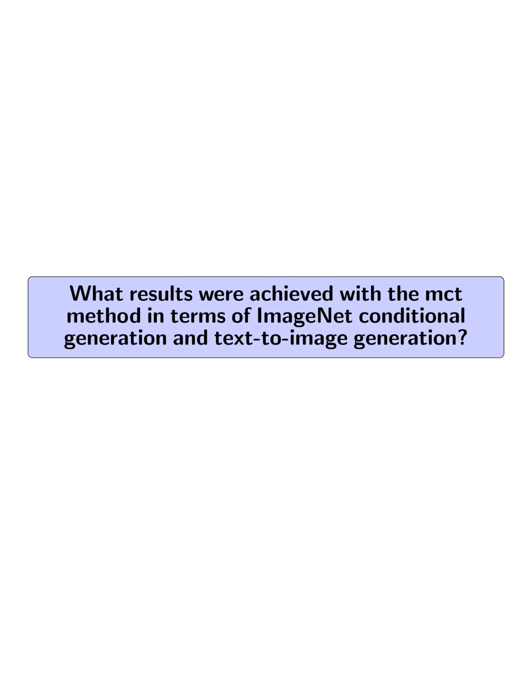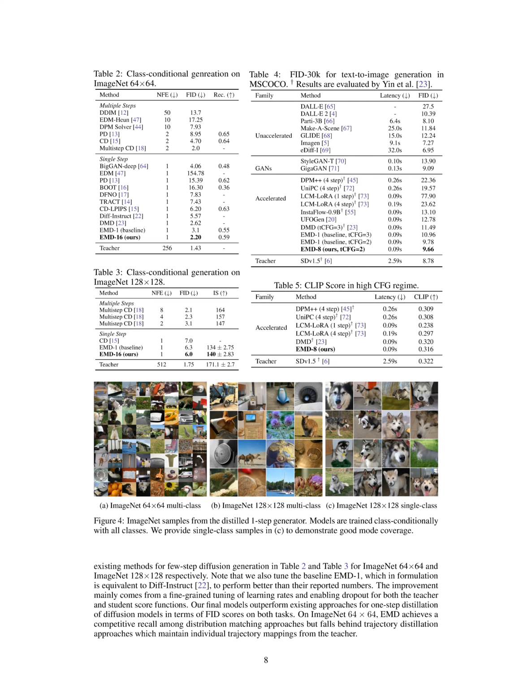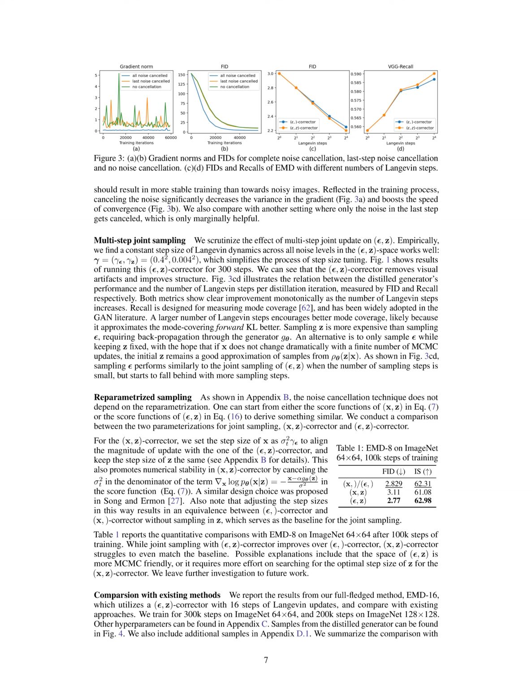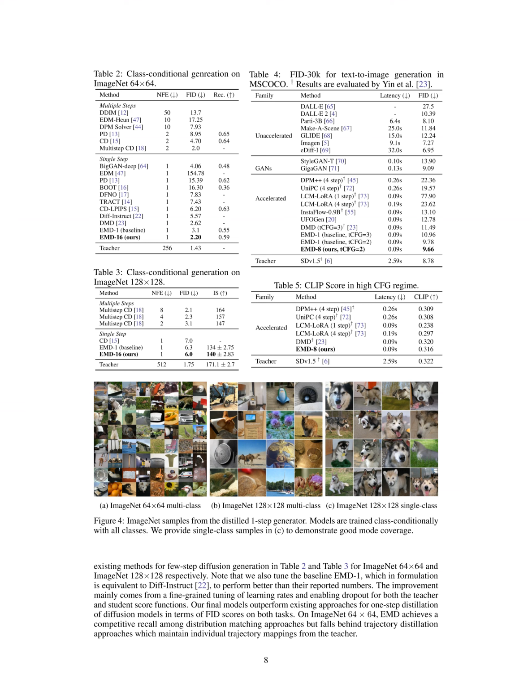What results were achieved with the MCT method in terms of ImageNet, conditional generation, and text-to-image generation? The MCT method achieved impressive results in terms of ImageNet conditional generation and text-to-image generation. Specifically, for ImageNet 64 and ImageNet 128 conditional generation, MCT outperformed existing one-step generation approaches with FID scores of 2.20 and 6.0, respectively. Additionally, MCT performed favorably on one-step text-to-image generation by distilling from Stable Diffusion models, achieving a FID of 9.66 for one-step text-to-image generation.